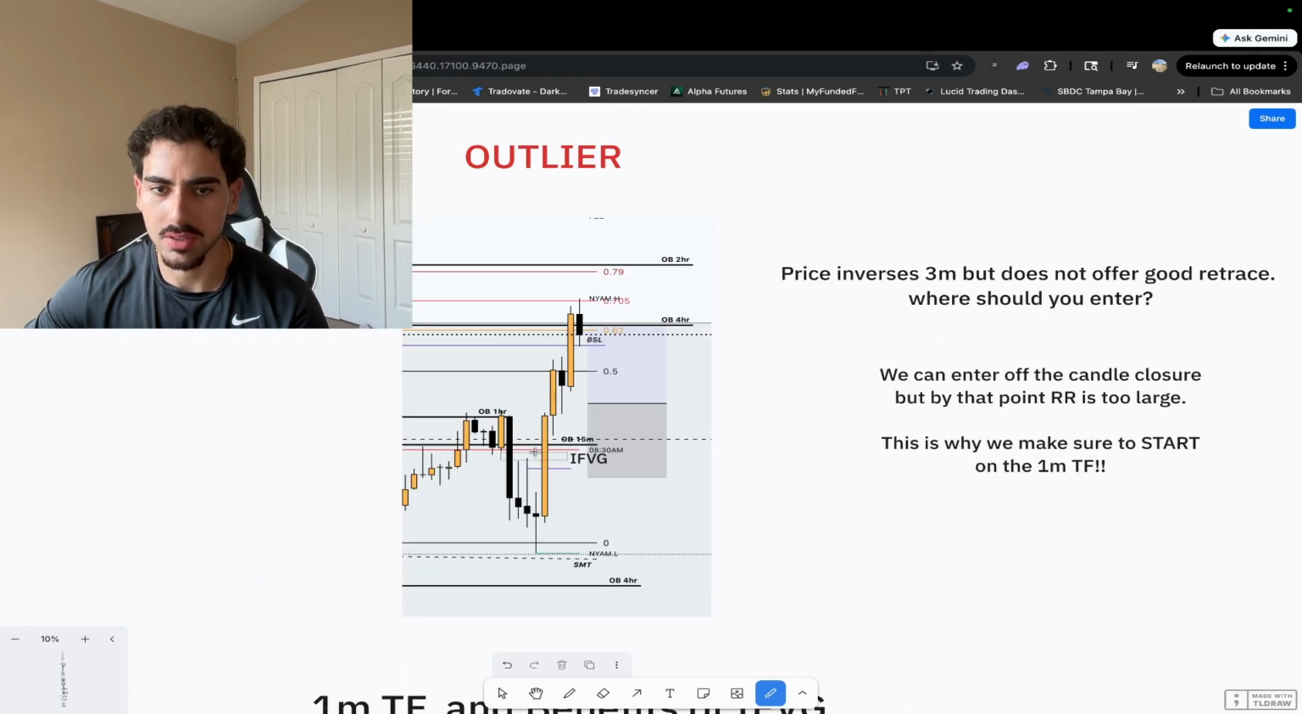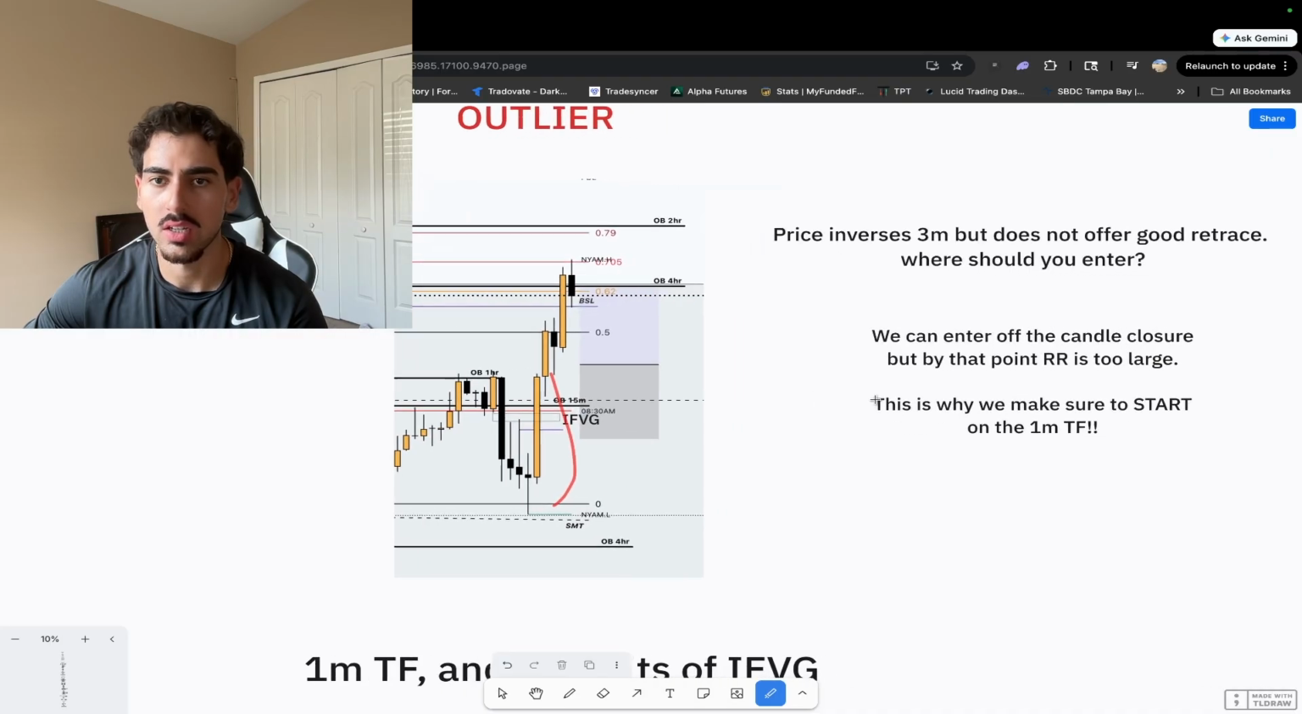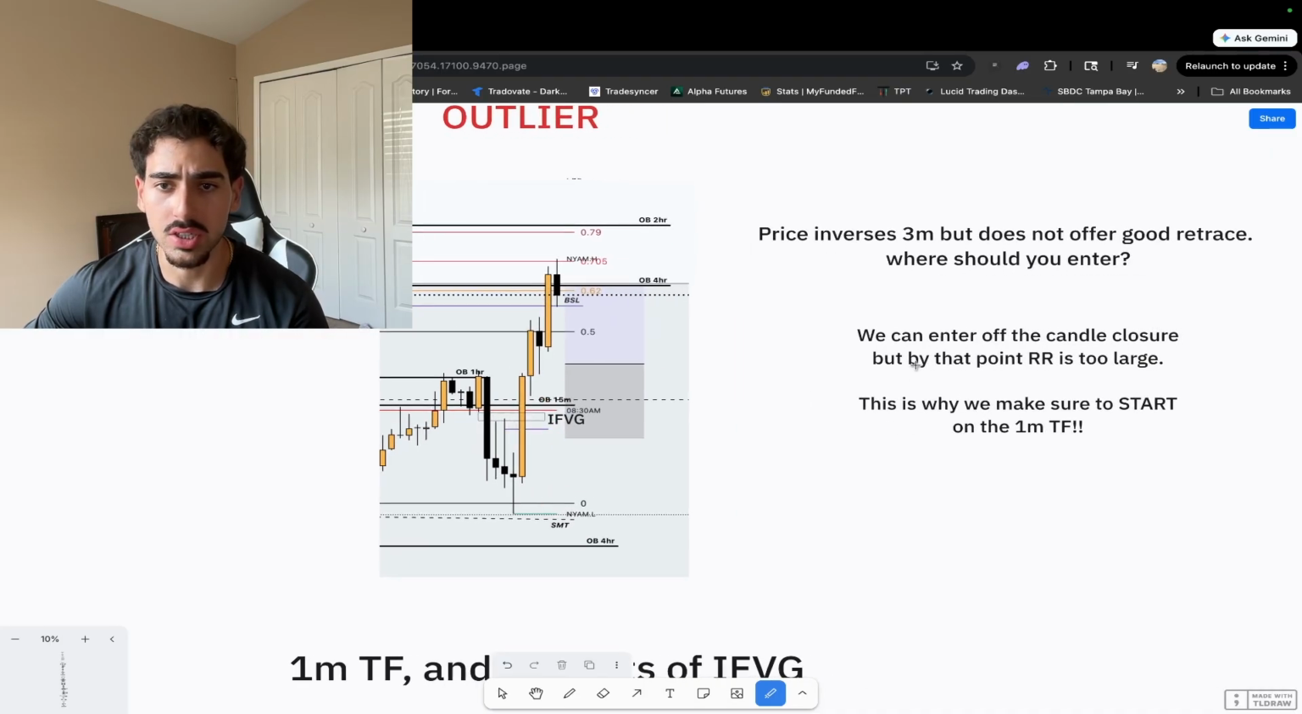Of course, there's always going to be an outlier. We use the same example as before. Price inverses the 3-minute, but doesn't offer a good retracement. So, where do we enter right here? We inverse this. This gap is up here. Do we want to enter here? Our stop loss is going to be kind of long. You can see there, we can enter off the candle closure, but by that point, your RR is a bit too large. This is why we make sure to start off on the 1 minute.